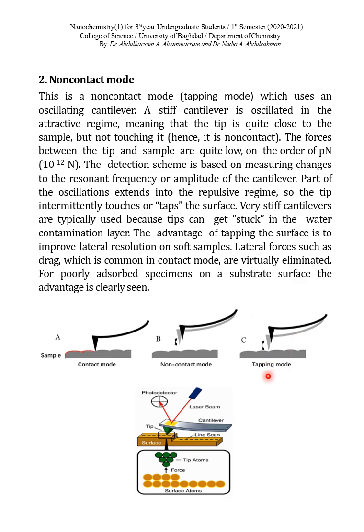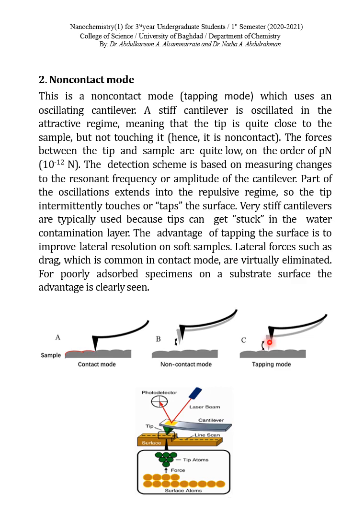So here, for example, in tapping mode the stiffness is a bit bigger than the stiffness here, because it could stick as a result of tapping. It could stick in the water contamination layer. So the tip can get stuck in the water contamination layer. The advantage of tapping the surface is to improve lateral resolution on soft samples.